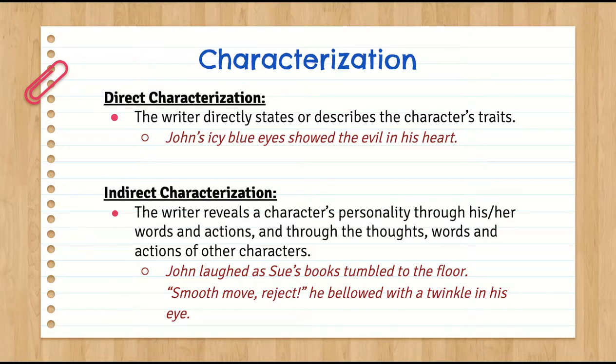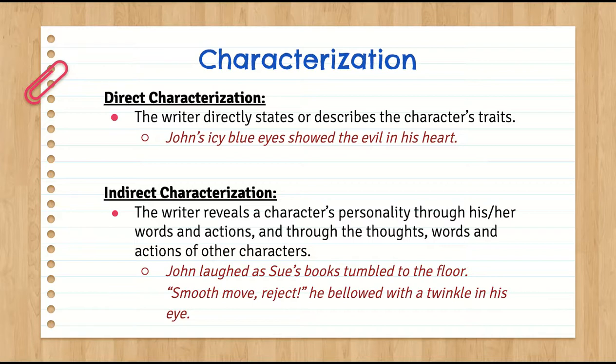But again, you're going to be looking at how they are talking, how they're acting, how they're thinking, like if they're describing some internal conflict that they might be having. And then you might be looking at other characters and how they are speaking or acting towards them, because that can reveal something about that character.